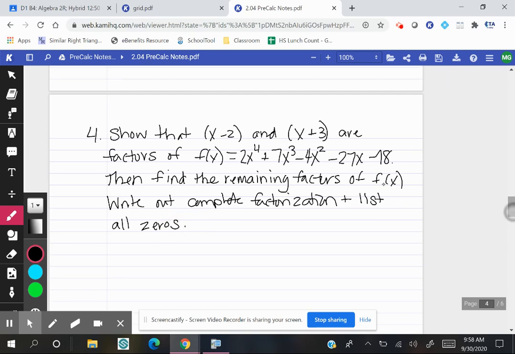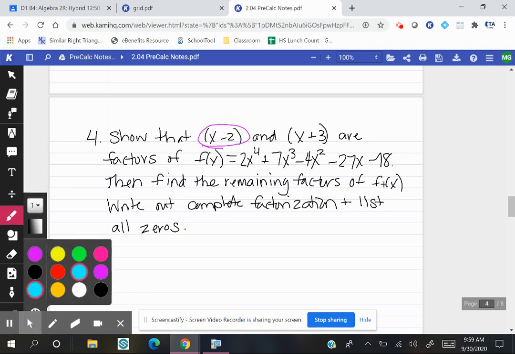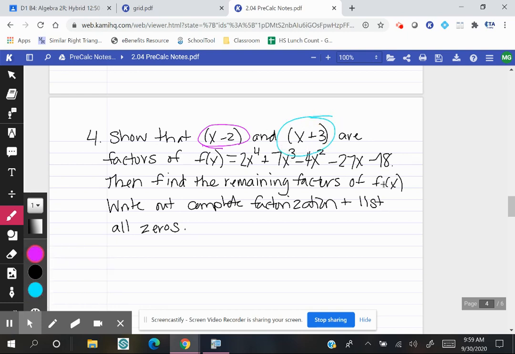In this case, they'll all be real zeros. Okay, so first I've given you two different factors here. So x minus 2 and x plus 3. So let's start with x minus 2. So I want to break this down. So I'm going to take my original and I'm going to show that that's a factor.